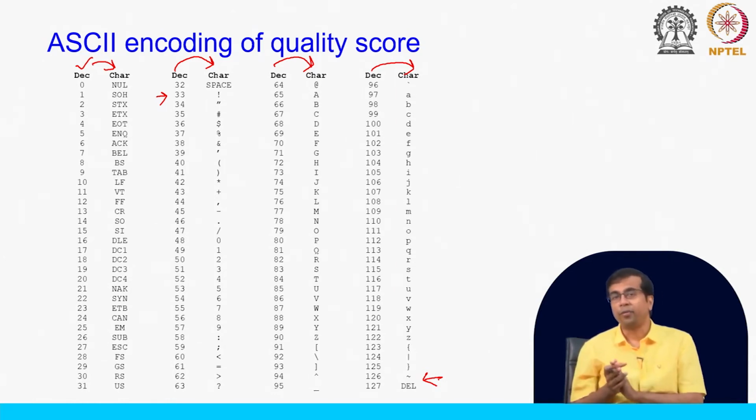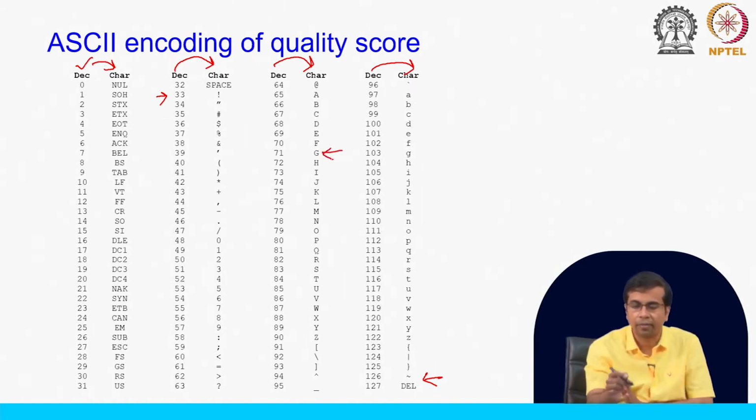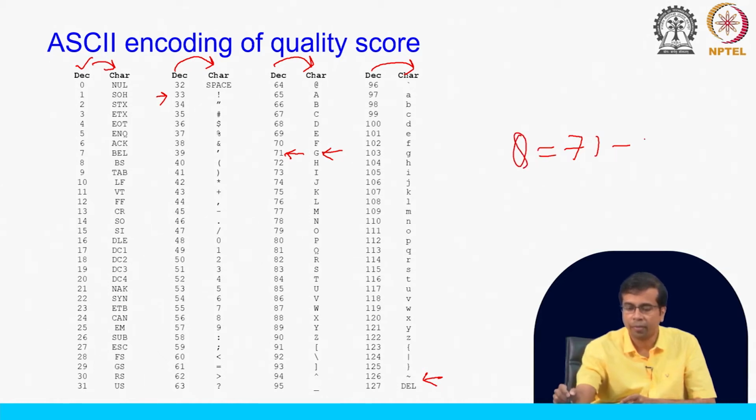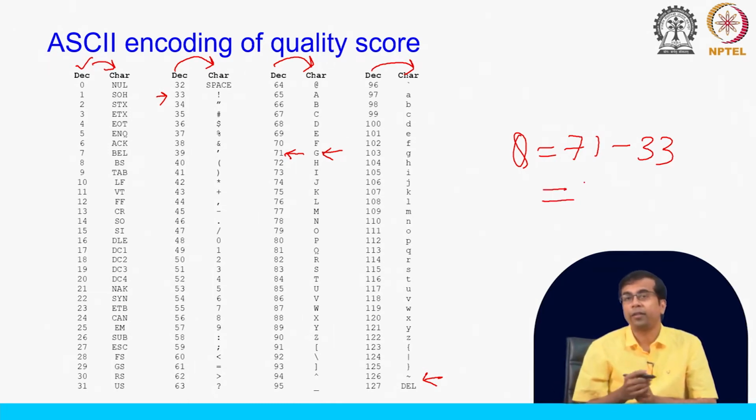On the other hand, if you see the encoding, for example this capital G in many of these data sets, for many bases it was G. G corresponds to 71. If you want to calculate the actual quality score, it will be 71 minus 33 in Phred plus 33 encoding. You can calculate this number, and based on this you can calculate the probability of error and the accuracy, which we discussed earlier.